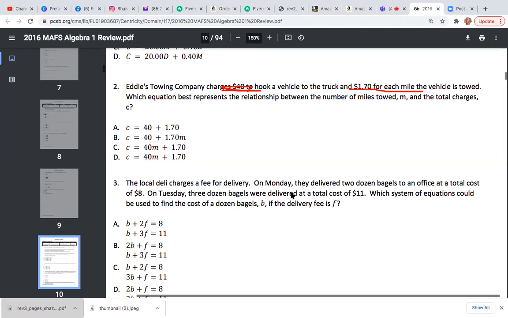All right, your turn. Drop it in the chat. Tell me which one you think is the answer. Come on, everybody participate. A, B, C, or D. Remember, use common sense. One of these definitely cannot be the correct answer. Actually, there's a whole bunch of them that cannot be the correct answer. It's $40 to hook it up and then $1.70 per mile. Drop the answer in the chat. Let me see what you got.